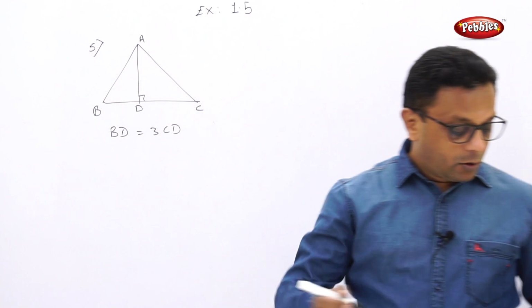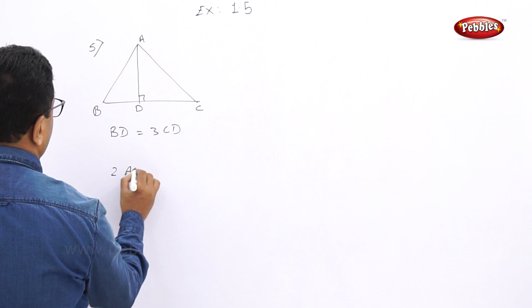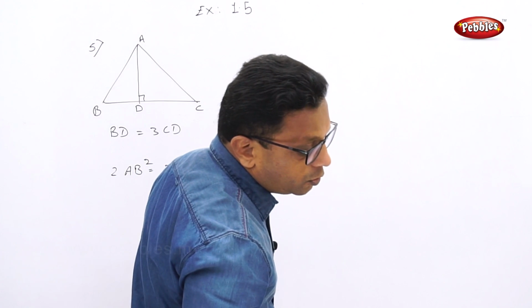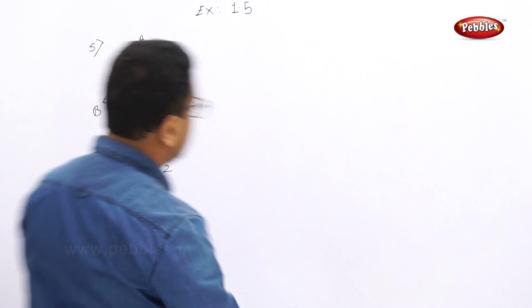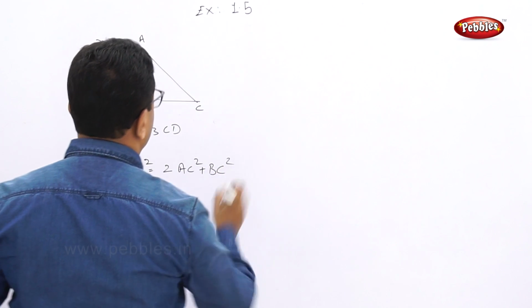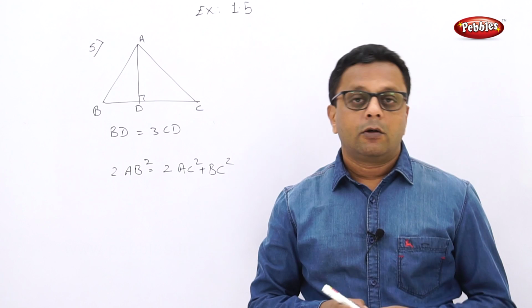What we have to prove? 2AB square is equal to 2AC square plus BC square. Now how you will solve this?